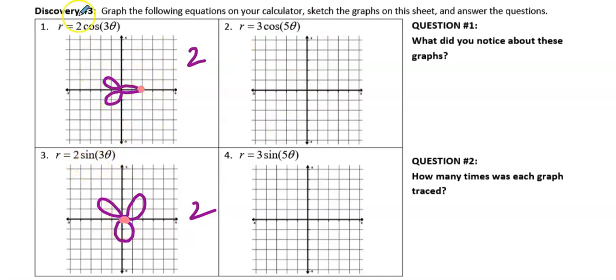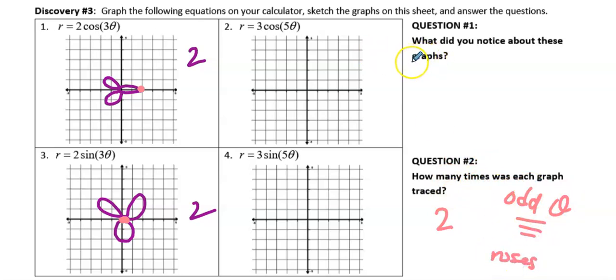Just like before with the circle conversation, if you plug in 0 here, you get cosine of 0, which is 1, and 1 times 2 is 2. If you plug in 0 here, the sine of 0 is 0, and 0 times 2 is 0. So again, this one is symmetric to the y-axis. That's our summary for these. We trace it twice. This is where we have an odd theta for our roses.